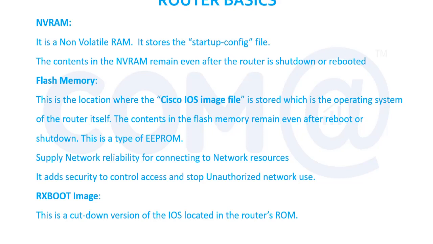And if there is any change or upgrade in version, they will release it. So probably after testing, we have to update or flash our memory so that the new IOS is installed in the router. That is how we go for upgrading, and it will get added to the existing file. So anytime I can refer to what was my old file and what is my new file for booting. That is still for storing the IOS image file. RxBoot image: this is the cut-down version of the IOS located in the router's ROM. So this is the small bootable image.